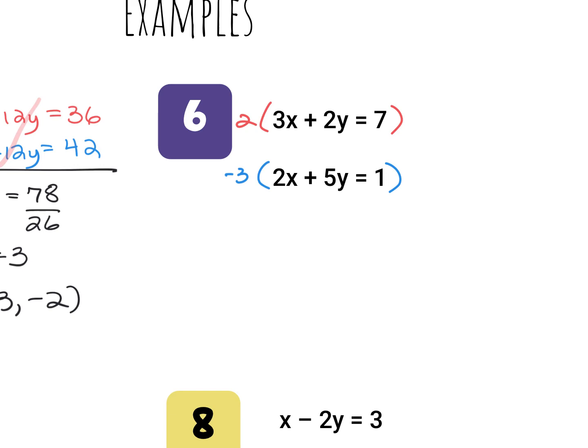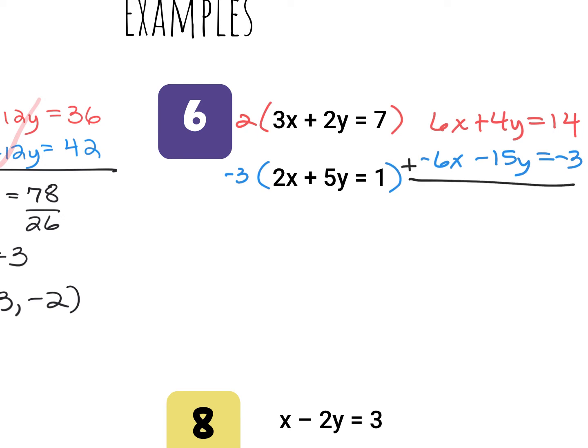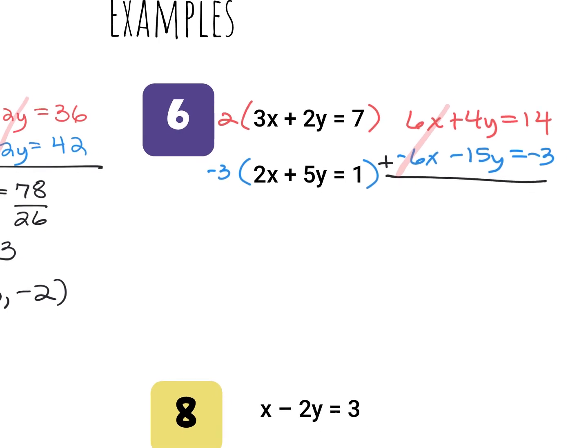But let me go ahead and distribute the 2. 6x plus 4y equals 14. Distribute the blue now. Negative 6x minus 15y equals -3. Add my equations. Notice this time the x's cancel. And I'm left with negative 11y is equal to positive 11. Divide by negative 11. And y equals -1.